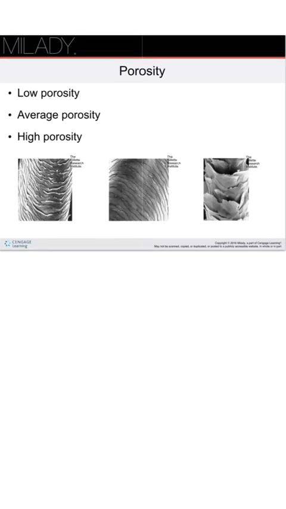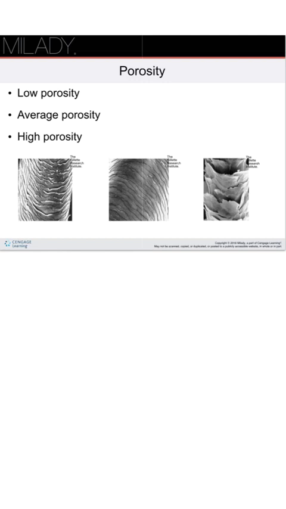Porosity is another important factor to consider when you're giving your hair and scalp analysis. Porosity means the hair's ability to absorb moisture. Low porosity hair will have a very tight cuticle and will not be able to absorb water or products very easily. Average porosity means that the cuticle is slightly looser and the hair will be able to accept products more easily.